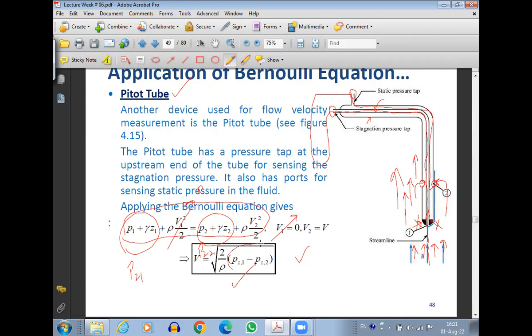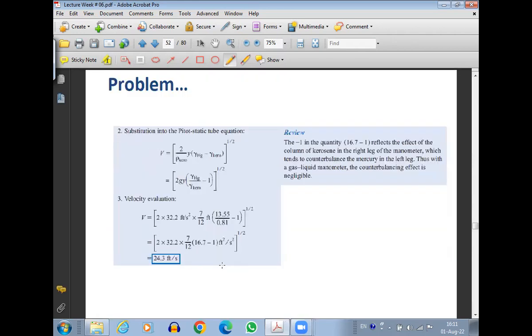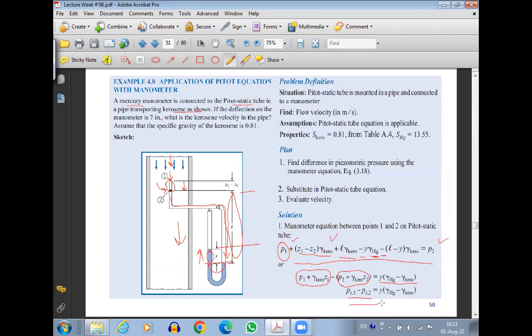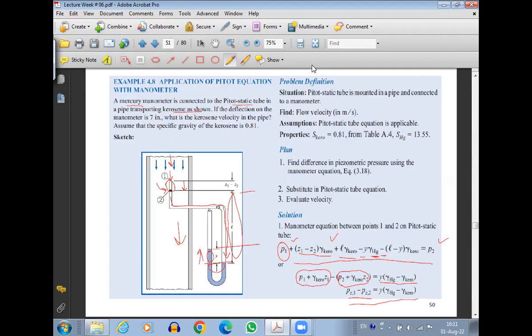Now this PZ1 minus PZ2 is something that we have developed in this numerical as well. So PZ1 minus PZ2 equals Y into gamma Hg minus gamma kerosene. This we have found out. So now I'm just going to substitute it here. V was equal to the square root of 2 into PZ1 minus PZ2 divided by rho kerosene. This is the formula that we saw here, right?